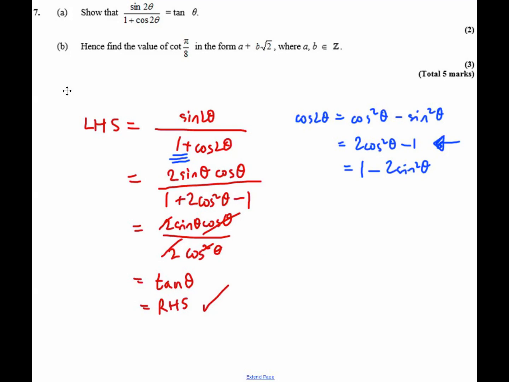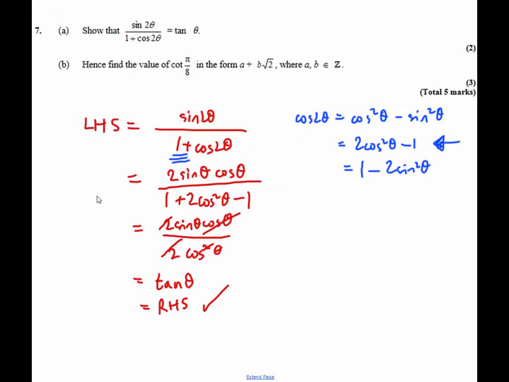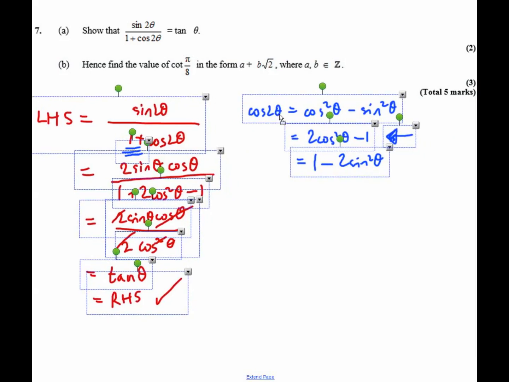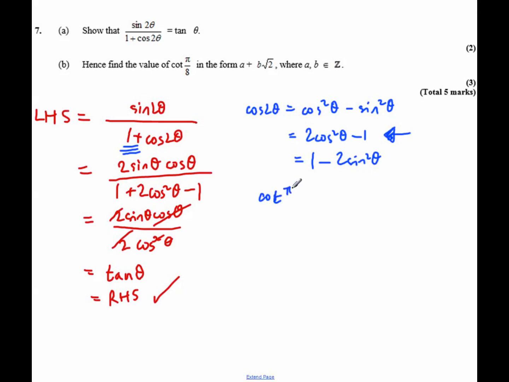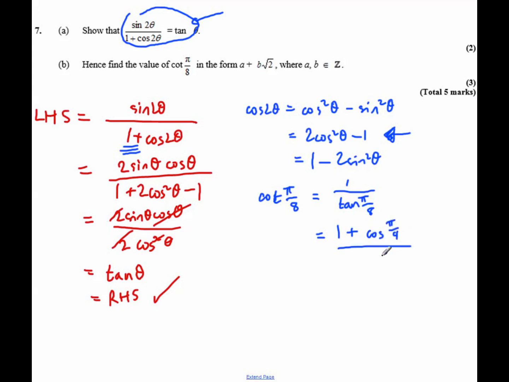It then says, hence find the value of cot pi on 8 in the given format. So let's set about doing that. Cot pi on 8 relates to this bit more clearly. It's 1 over tan of pi on 8, i.e. the reciprocal of tan of pi on 8. So we can just write this fraction upside down: 1 plus cos of 2 times the angle, which is cos pi on 4, over sine pi on 4.